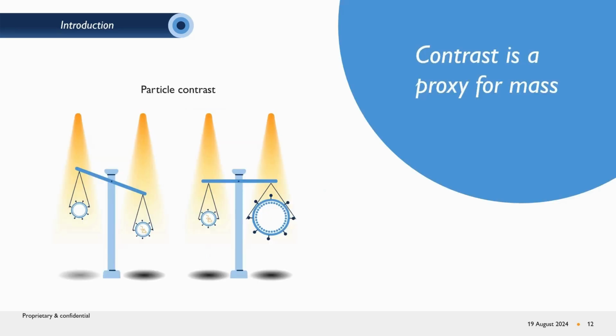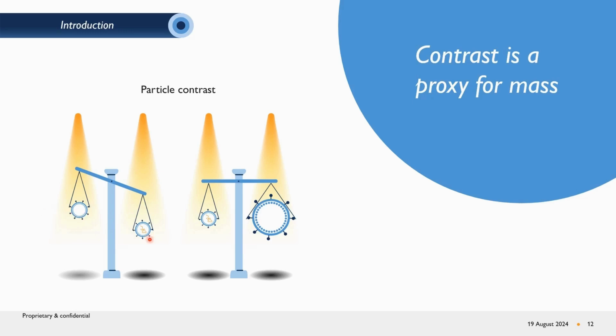Let's look at the contrast measurement more in detail. Macromass photometry weighs particles with light. So each particle would produce a contrast signal, which is the interference between the scattered and reflected light. And the contrast would depend on the particle mass. So heavier particles would produce a larger contrast signal. For example, in here, we have the comparison between two particles of the same size, but one of them is empty and the other is full.